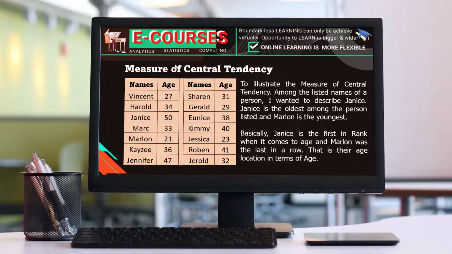Alright? So that is one way to illustrate a measure of central tendency or a measure of location. So that's why it was called a central tendency, because it aims to determine the location of a single data. Alright, so the location of Janice is the first in rank, while the location of Marlon is the last in a row. Alright?